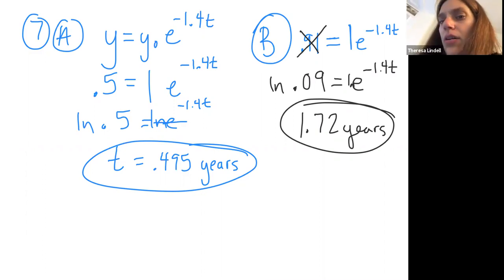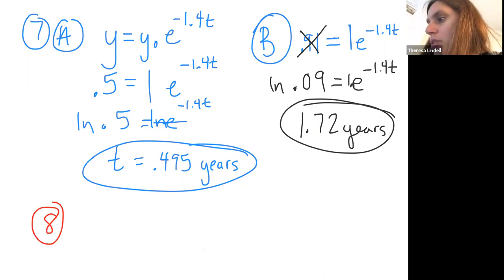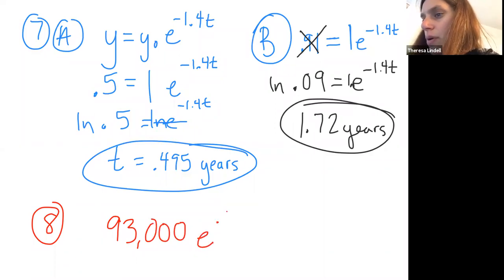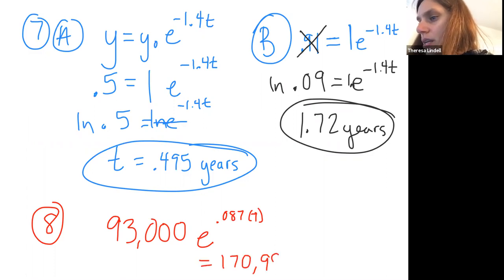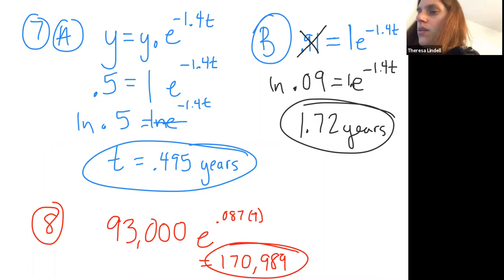While people are writing that down, I'll just put number 8 down here. You were just supposed to plug in everything to this equation, kind of like your PERT growth equation. So it's just supposed to look something like this, and you're supposed to get 170,989-ish people. So there's 7 and 8 right together.